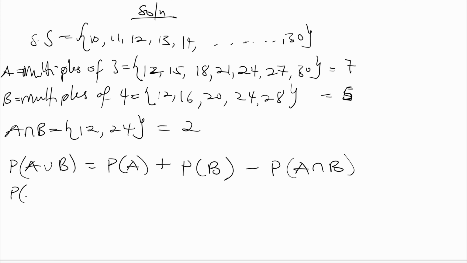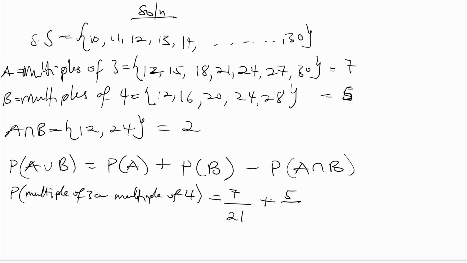So the probability of selecting a multiple of 3 or a multiple of 4 will be equal to the probability of selecting a multiple of 3, which will be the total number of multiples of 3 in our sample space, 7, over the total number of values in our sample space, which will be 21, plus the probability of selecting a multiple of 4, which is 5 over 21, minus P of A intersection B, which is 2 over the total number of values in our sample space, which is 21.